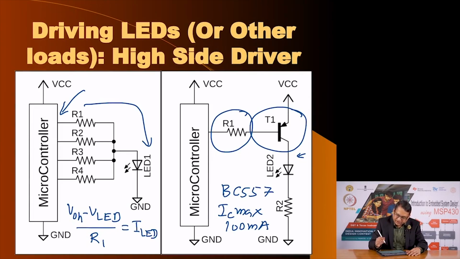How? Let us see. So, the output voltage in this case of the microcontroller to turn the LED on now has to be low, then only the transistor will be turned on, which will enable the LED to have that current. So, VOL is the output voltage.